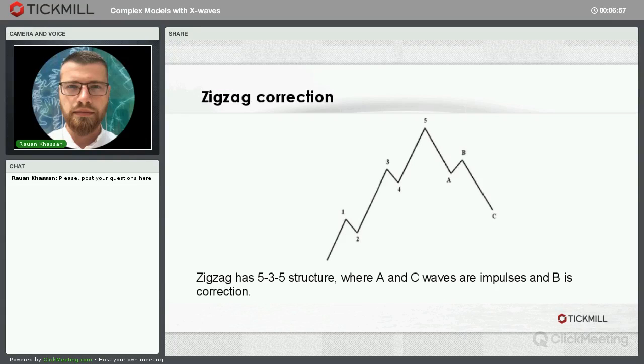Last Wednesday, we started with the description of zigzag correction, which has 5 to 3 to 5 structure, where waves A and C are impulses themselves, and wave B is a correction inside a correction model.